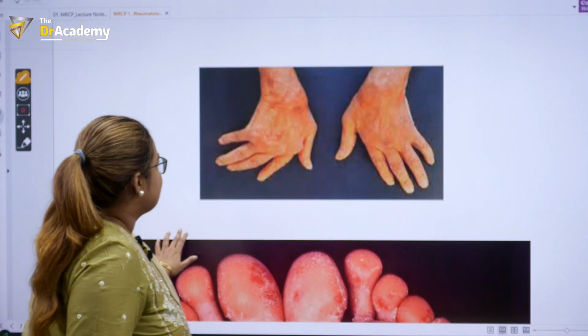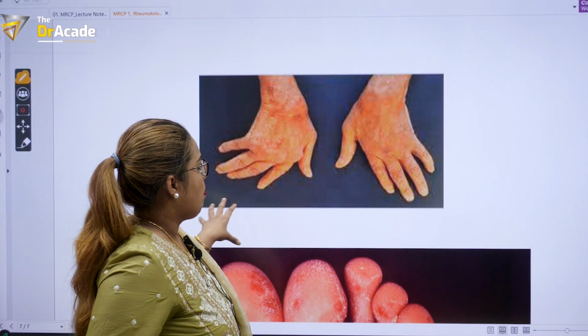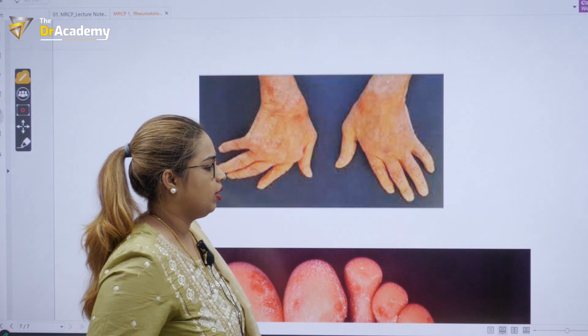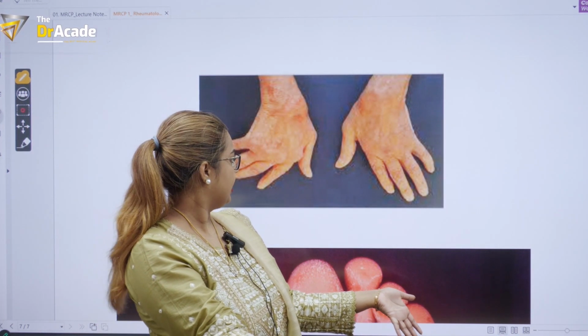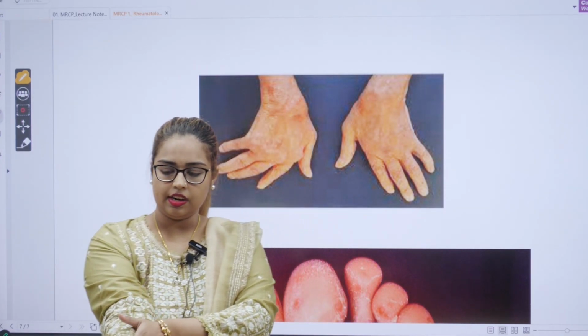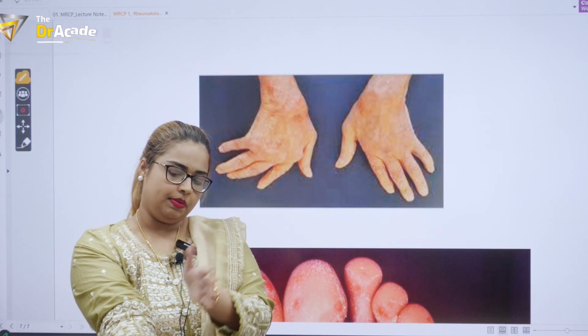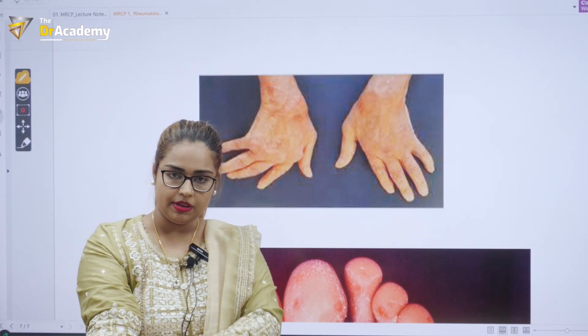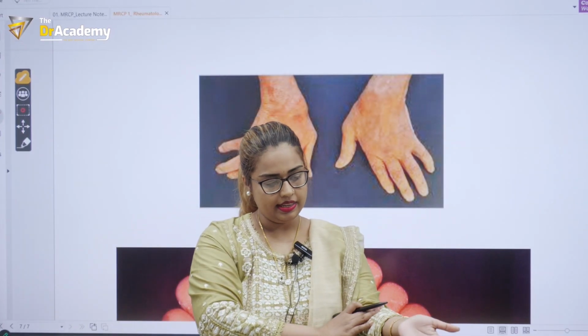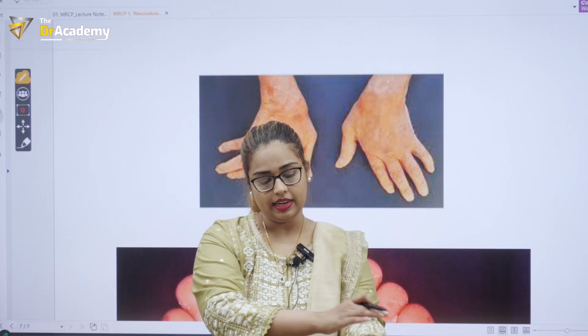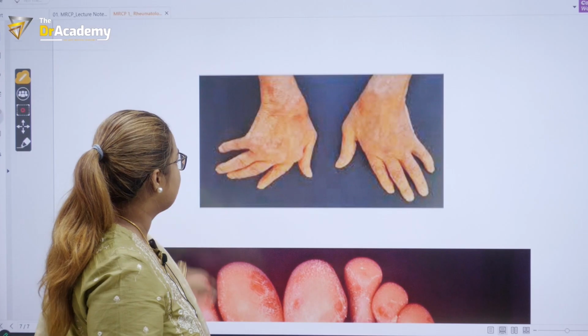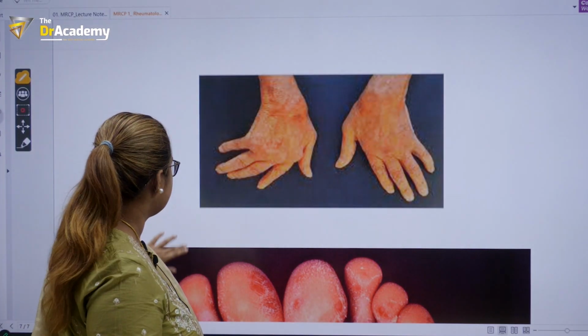Okay. And this is the ulnar deviation of the hand. Ulnar actually lies on the medial side of the hand, and in the lateral portion of the hand there will be the radius. So ulnar deviation of the hand will occur in case of rheumatoid arthritis.